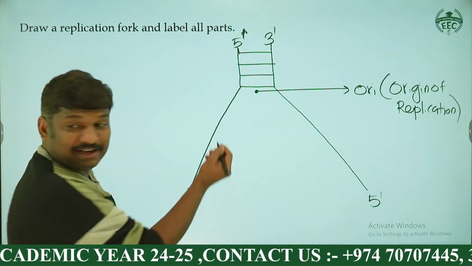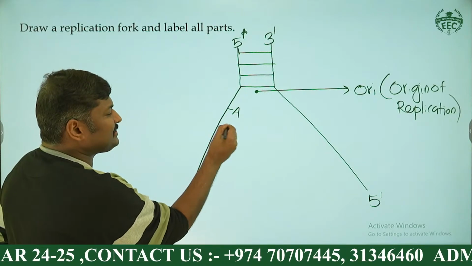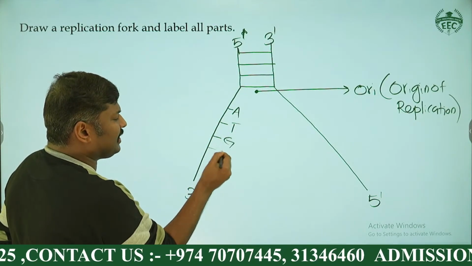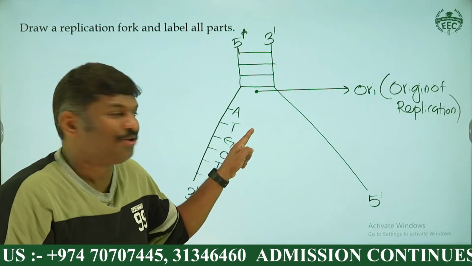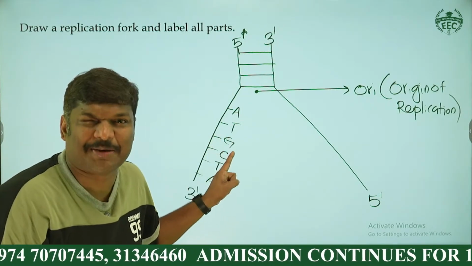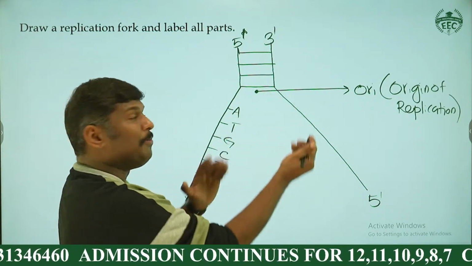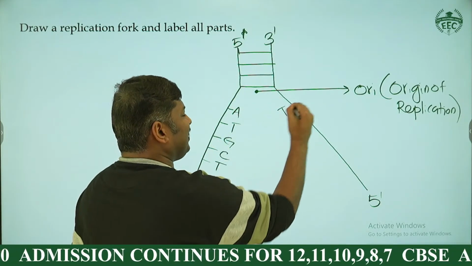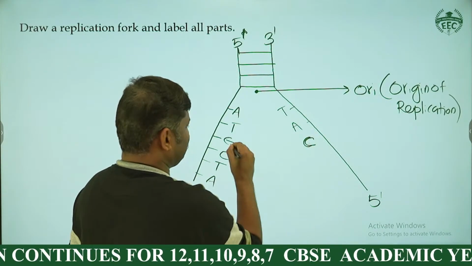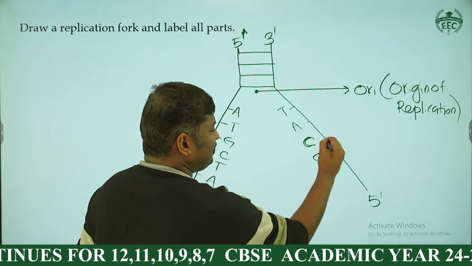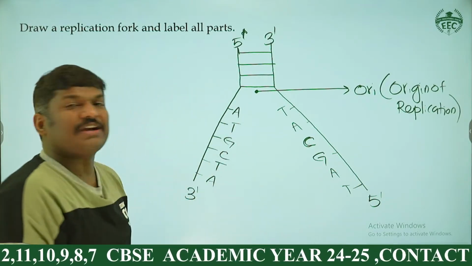In this area there are some unpaired bases: adenine, thymine, guanine, cytosine, thymine, adenine. You can write any bases here, but you have to write thymine, not uracil, because this is a DNA strand. In this other strand you have to write the complementary strand. If it is A, it will be T here. If it is C, it is G. If it is T, it is A, and if it is A, it will be T. And these are the two strands, my dear students.